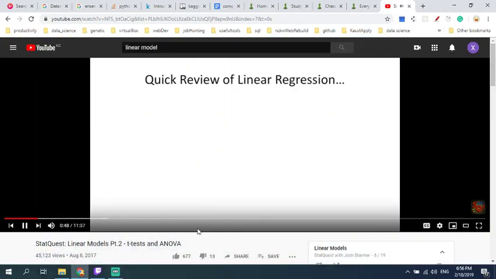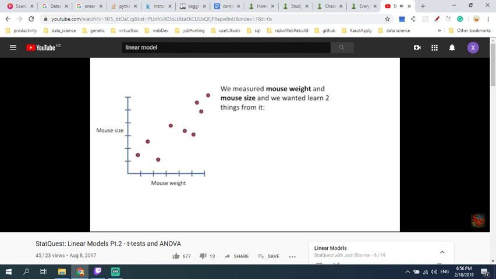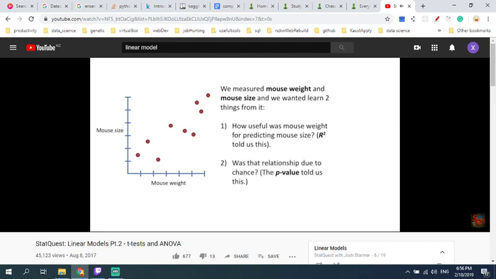Let's start with a super quick review of linear regression. Last time, we measured mouse weight and mouse size, and we wanted to learn two things from it. We wanted to learn how useful mouse weight was for predicting mouse size. R² told us this. And we wanted to know if the relationship was due to chance. The p-value told us this.